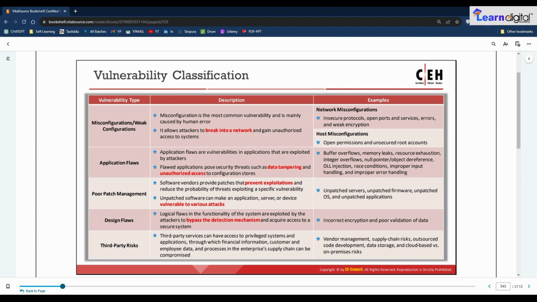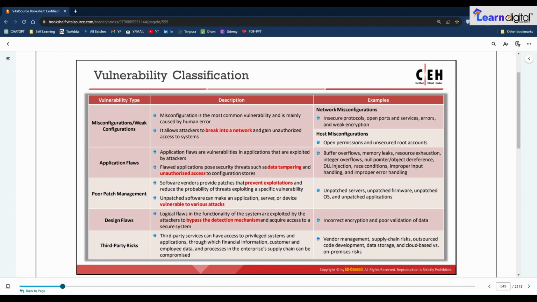And last but not least, the third party risk, which is the most important, because a third party can become another potential threat to enterprises. Third party services or products can have access to privileged systems and applications through which financial information, customer and employee data, and processes in the enterprise supply chain can be compromised. The third party may be trustworthy, but enterprises usually do not check if they maintain appropriate standards and security measures. Eventually, they can become a threat for the enterprise network, right?